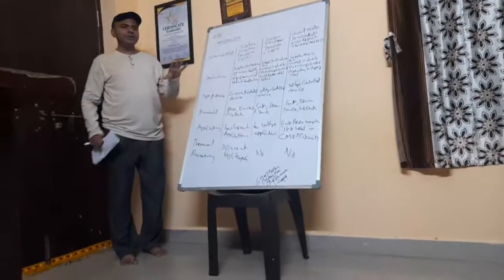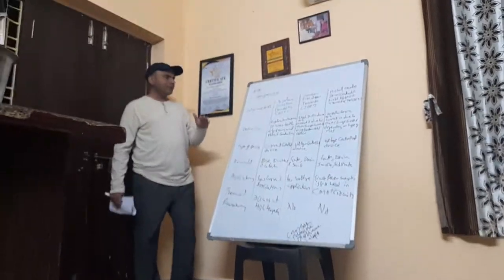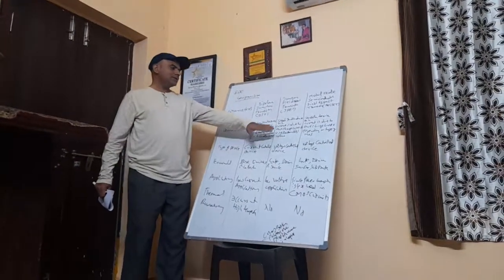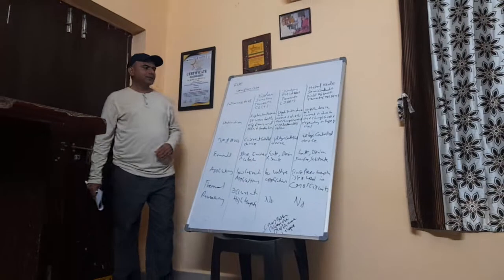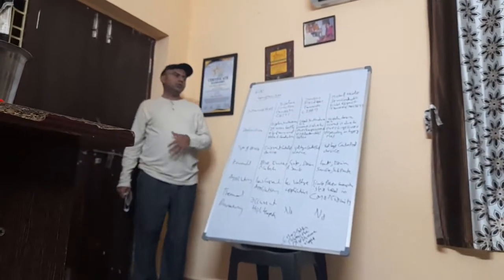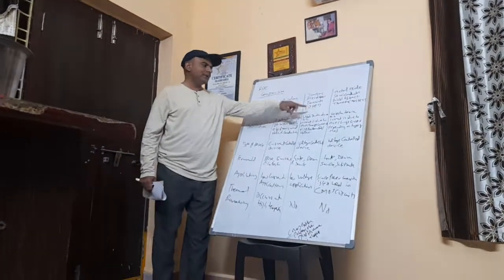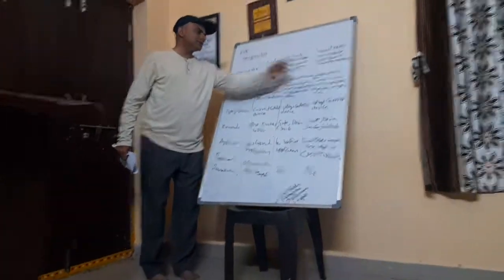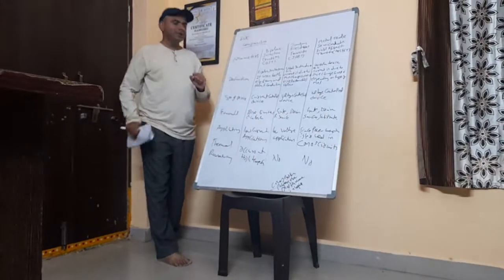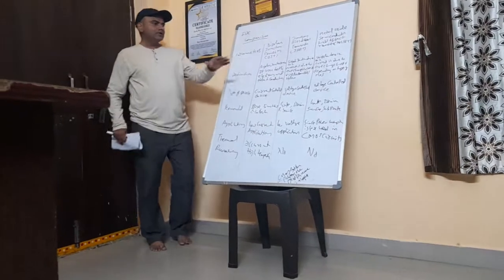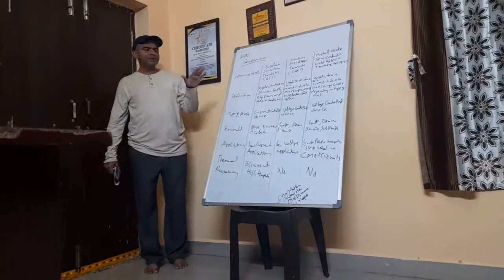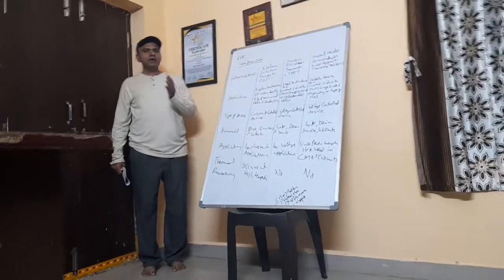Junction field effect transistor is a unipolar junction device. The current is due to only one type of charge carrier, that is, either electrons or holes.